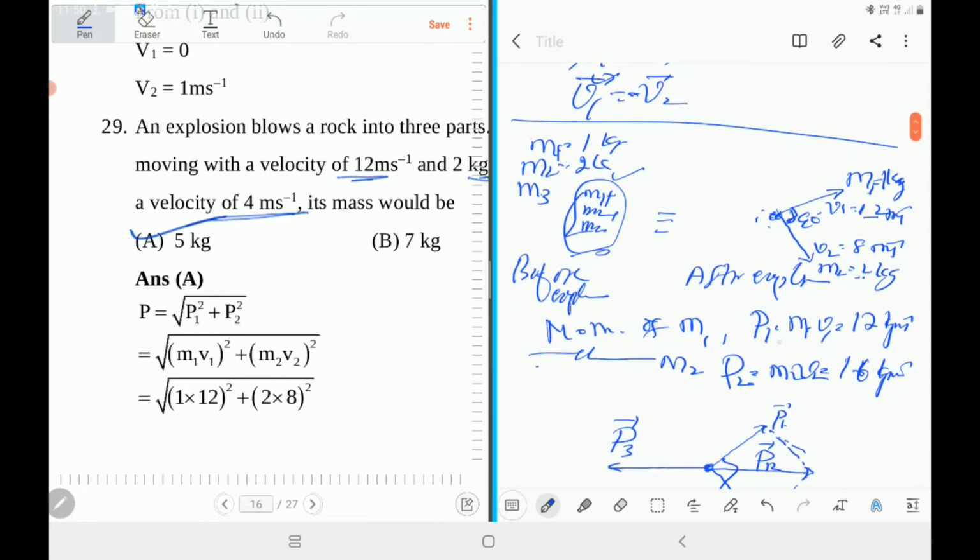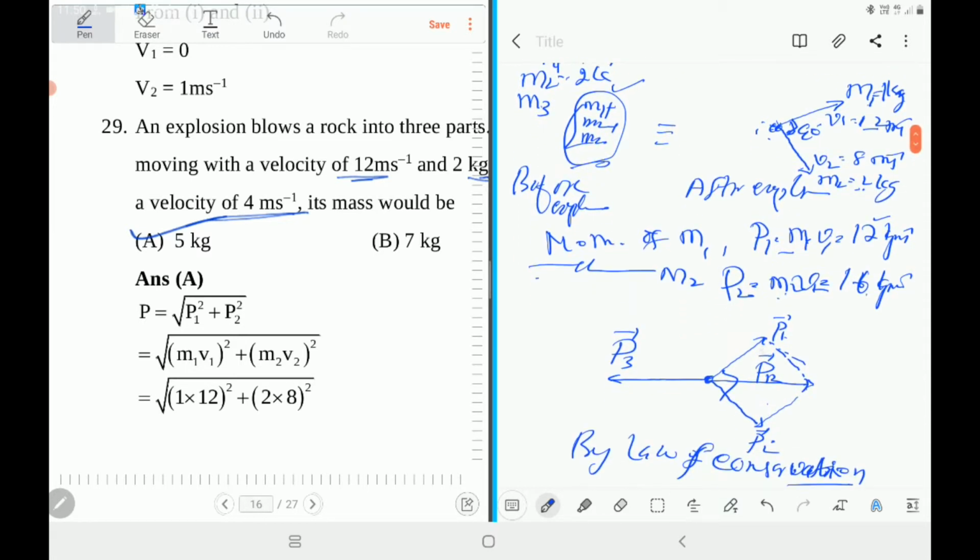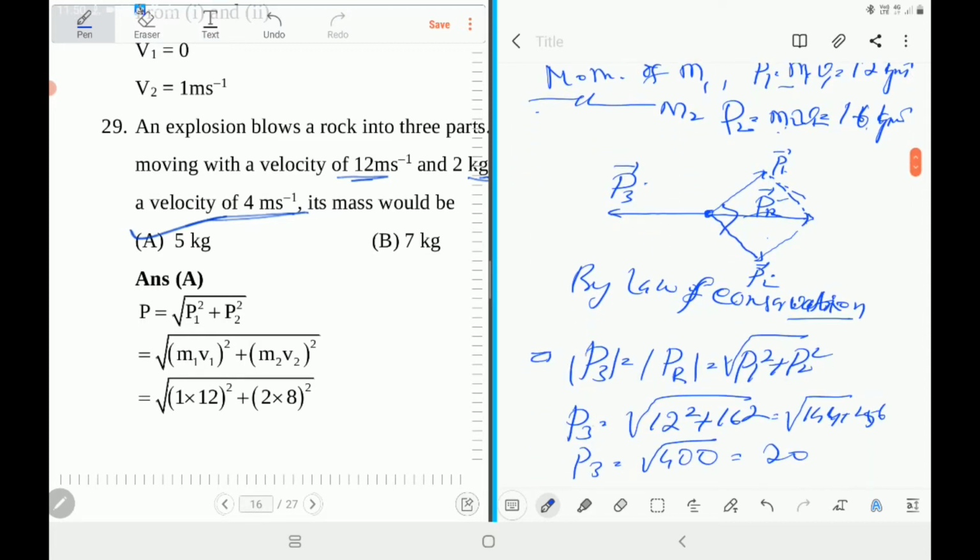So you can find momentum, mass into velocity, 12 into 1 kg, 12 kg meter per second momentum of the first piece. Of the second piece, m2 v2, 8 into 2 is 16. They are moving at an angle of 90 degrees. You find the resultant of them. That must be equal to the momentum of the third piece according to the law of conservation of momentum. The momentum of the third piece must be equal to the sum of the momentum of the first 2 pieces. That is the law of conservation.